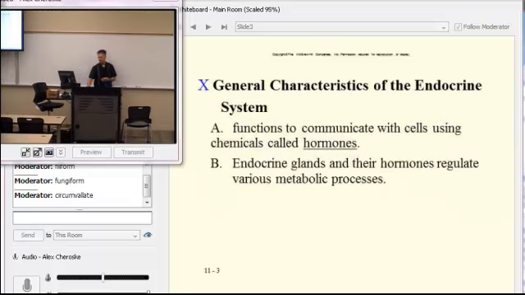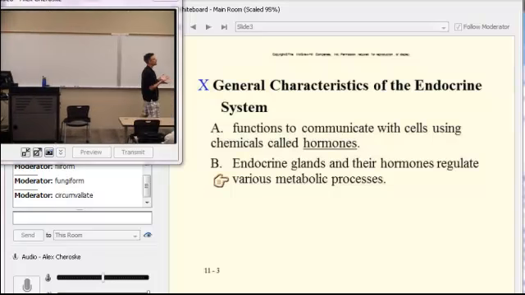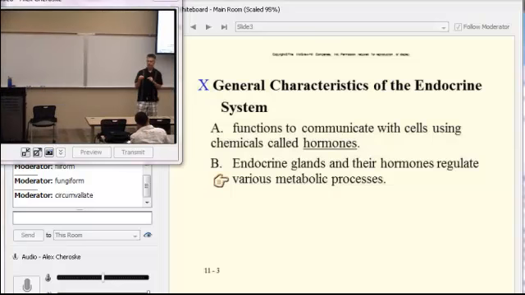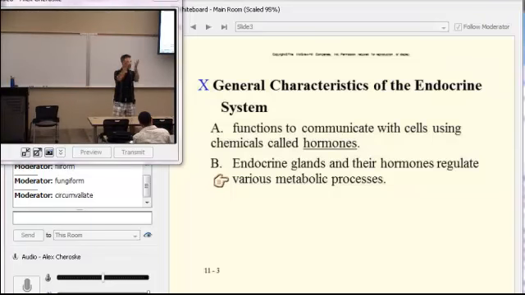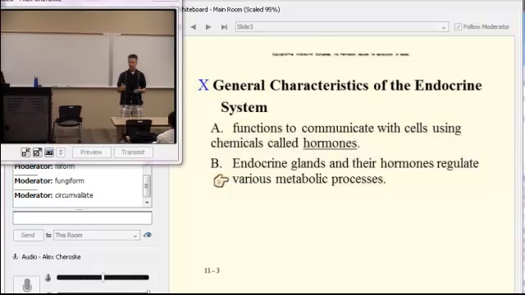Okay, so like we said, the system itself functions to communicate with cells using chemicals called hormones, and these hormones are going to regulate various metabolic processes. And these are generally going to occur on longer time scales. For instance, we'll see these hormones being secreted on different time scales. You may see the secretion levels go up at night and go down during the day for a particular hormone. Or epinephrine only goes up in a stressful situation, and the rest of the day I'm calm, so it doesn't come out for a while, right?